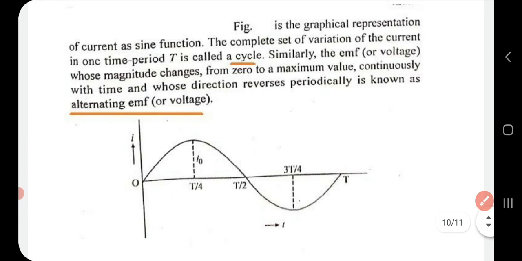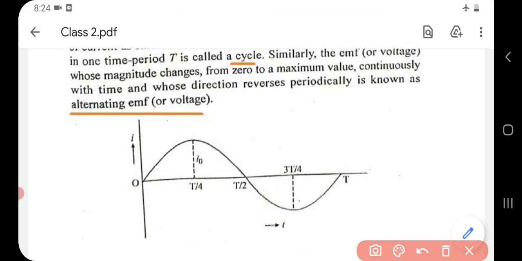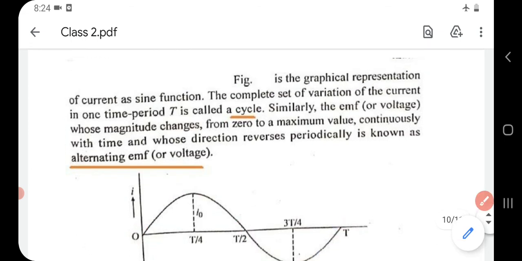Now this is a graphical representation of an alternating current. See, the current is varying with time. It increases, reaches a maximum value, and then decreases, again increases in the reverse direction, and finally reaches the limit. So this is a sine wave. This forms one complete cycle. See the definition here: the complete set of variations of current in one time period is called a cycle.